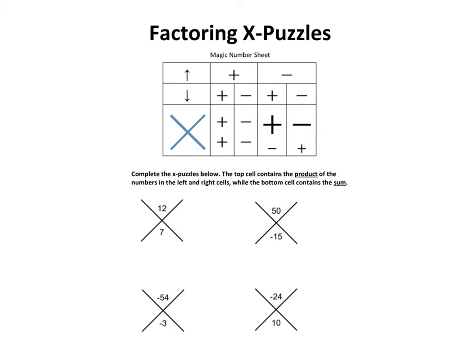This is just going to be a quick little video to go over factoring X puzzles and how to use what's called the magic number sheet to be able to find out what the sign of the factors of these X puzzles are. So here's how you read it. If the top number is positive, the bottom number is positive, then both of the side numbers will be positive, like this first example. Top positive, bottom positive, both positive.